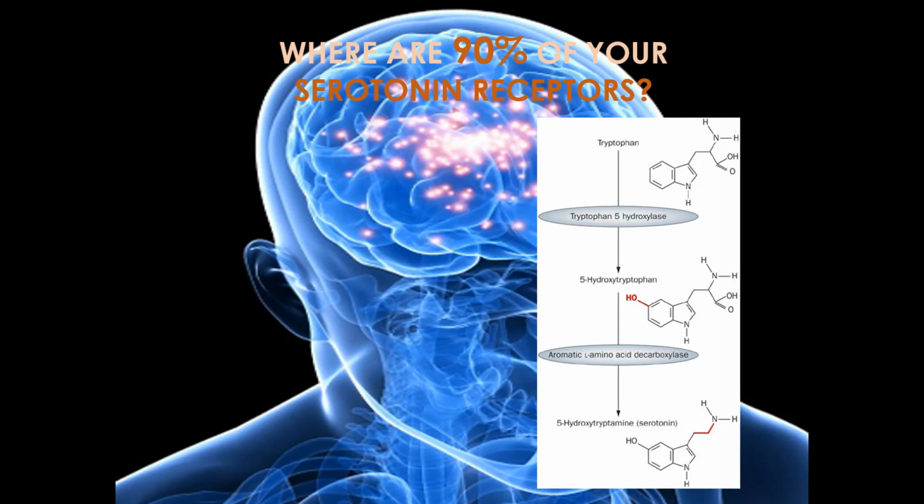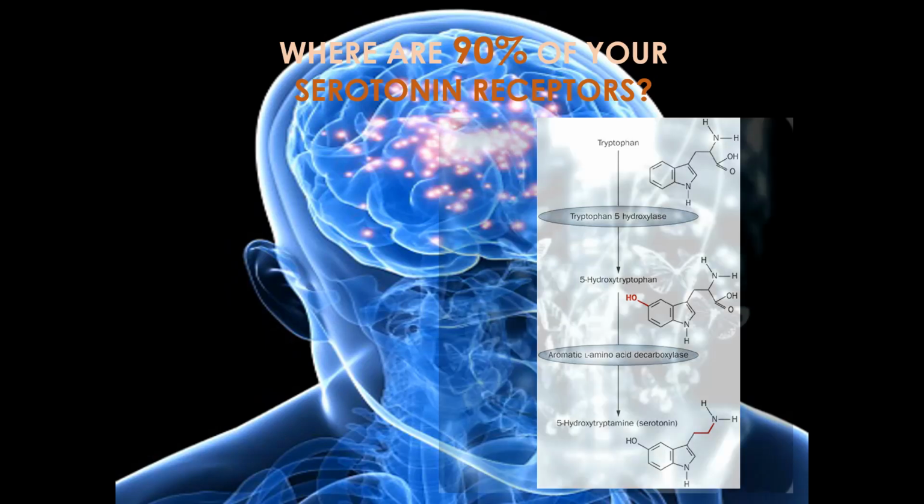Interestingly, 90% of your serotonin receptors... This is important. Oh, by the way, that picture there is the pathway in chemistry of how it's made. So tryptophan is the name of the amino acid that is the precursor to serotonin. It goes through 2 steps. So the first step is a hydroxylase, and then a decarboxylase, where the carboxyl group is taken off and it's no longer an amino acid because it loses the acid, and it makes serotonin. So that happens in our body.